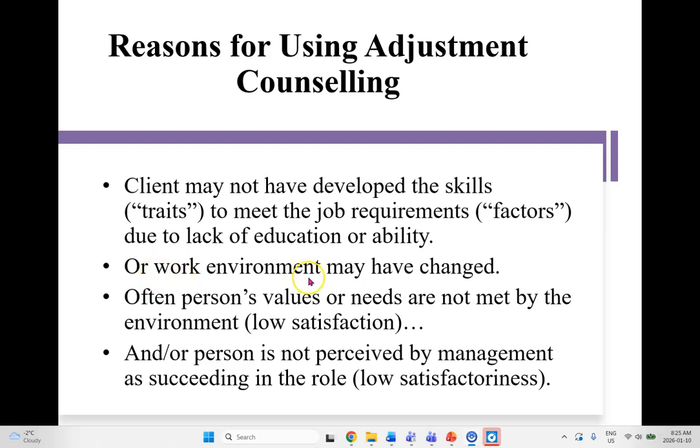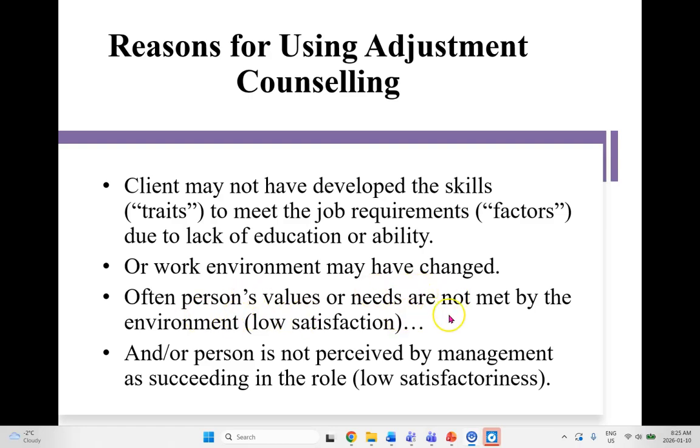Or the work environment factors may have changed. Maybe there's a completely different management approach. Maybe the individual worked in a very quiet environment, maybe they even had their own workspace where they could close the door, and now everybody's being moved to an open environment where there are no walls. That's a pretty significant change in work environment, and some people might not be able to adjust to that.